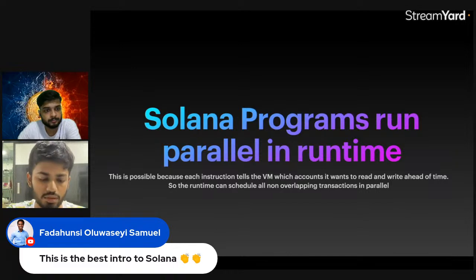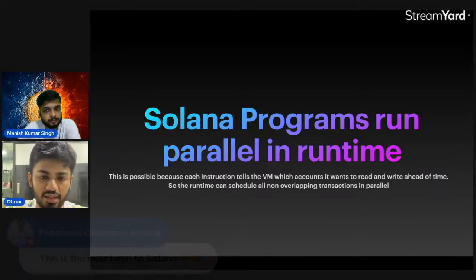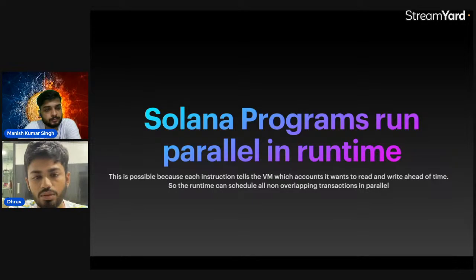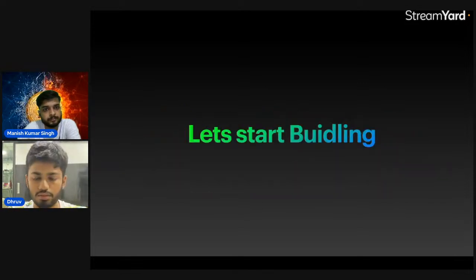So the program makes sure that if these accounts are non-overlapping, they will run in parallel. So if there are two accounts, one for reading and one for writing, and these two don't intersect with each other, right? They don't overlap. So they can run in parallel. That makes it super fast. Yeah, so this is what Solana is and the Solana architecture.